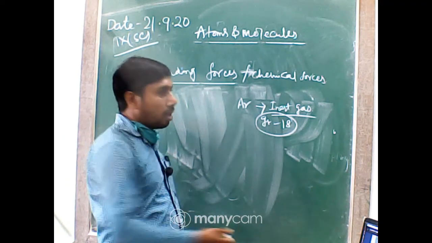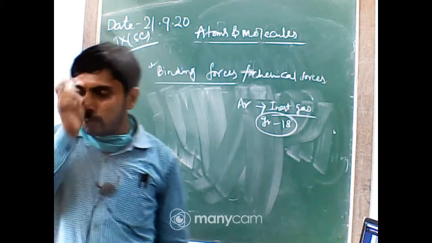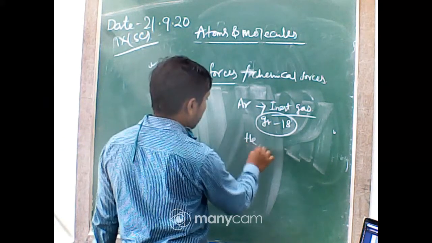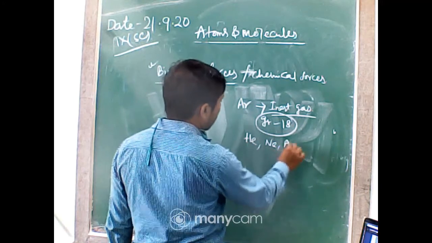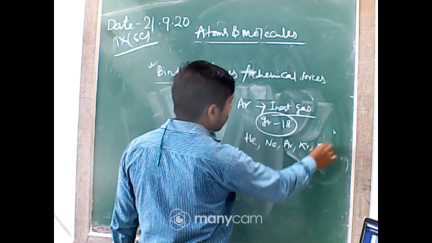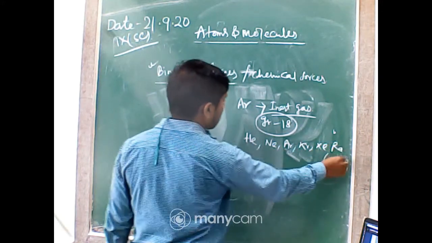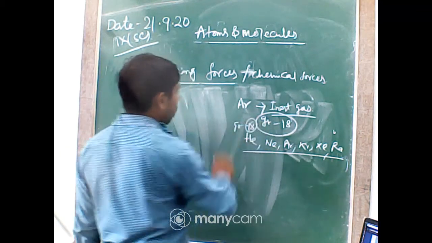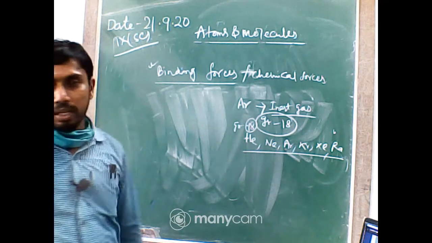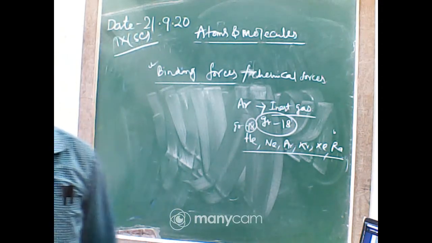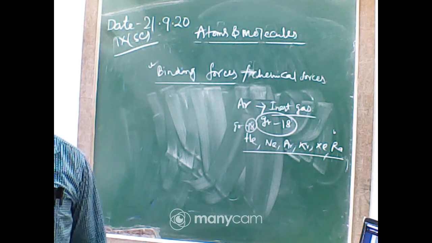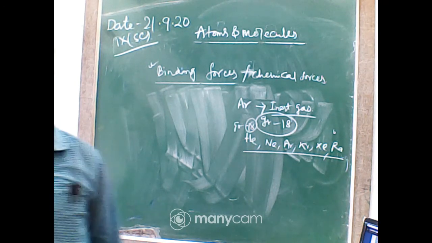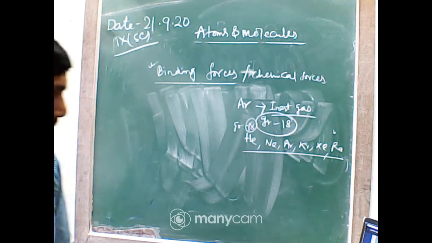What are the members of group 18? Helium, neon, argon, krypton, xenon and radon. These are the elements of group 18, and these are all monoatomic in nature. Helium is also monoatomic and also an inert gas. Next one, oxygen, you know about it, diatomic.